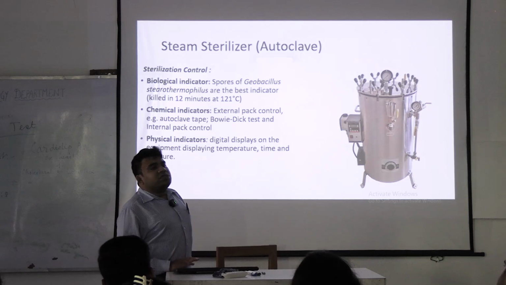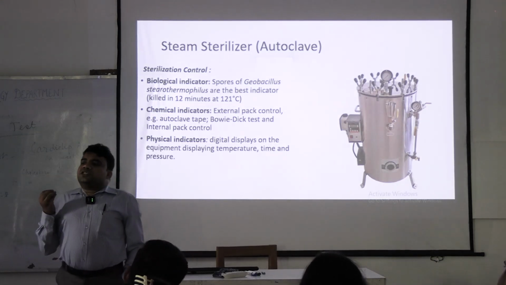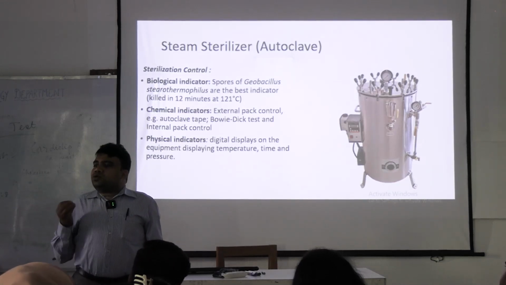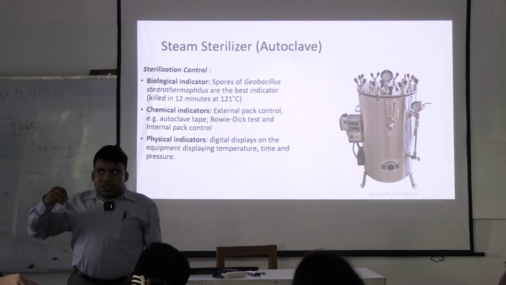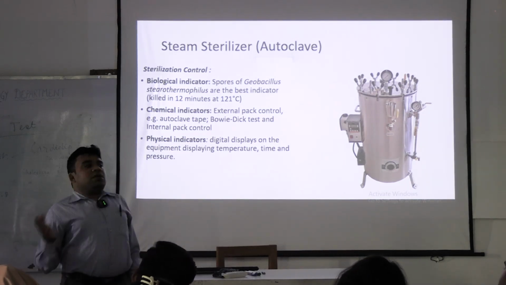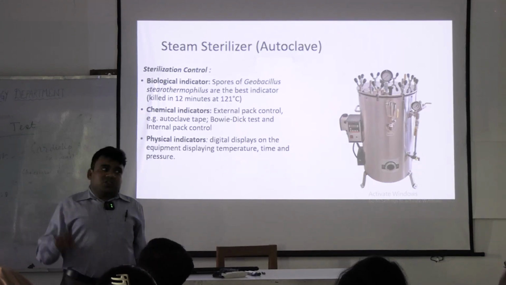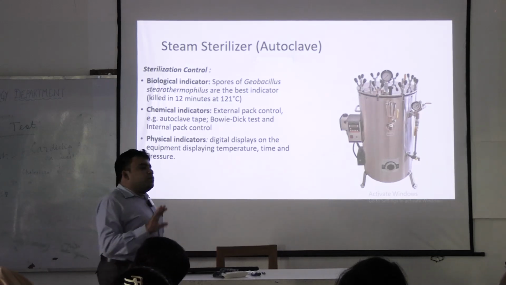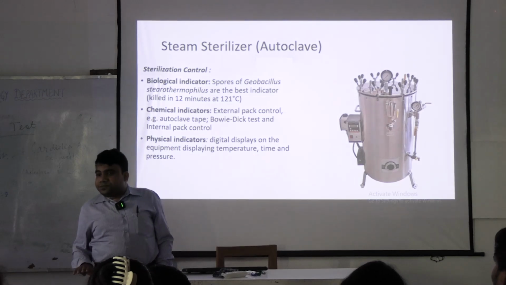And finally, a biological indicator. What is a biological indicator? We use spores of some particular bacteria. After autoclaving, what should happen? The spore should get killed. Now, when we take that spore and put it on culture media, if it doesn't grow, that means the process of sterilization was appropriate. And if it does grow, that means there is some problem in the procedure with the autoclave. That means there is a failure of sterilization.